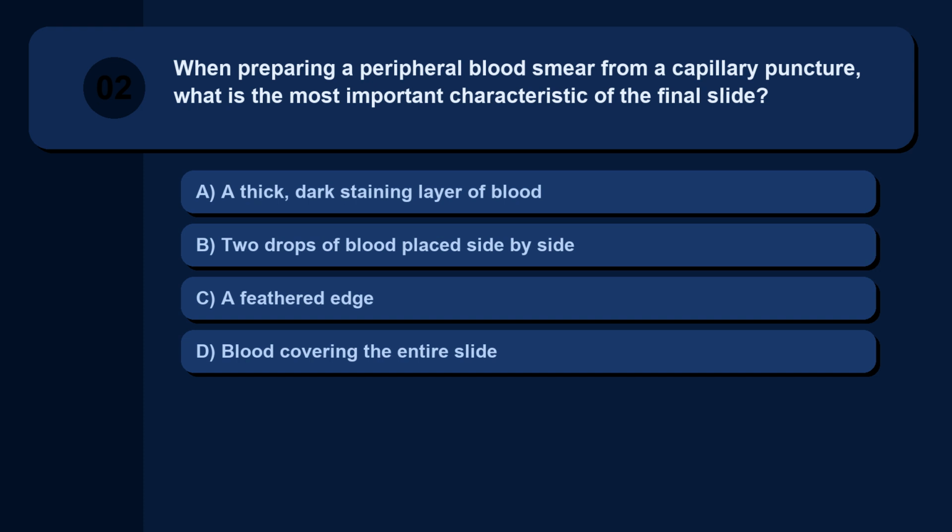Question 2. When preparing a peripheral blood smear from a capillary puncture, what is the most important characteristic of the final slide? A thick, dark staining layer of blood. 2 drops of blood placed side by side. A feathered edge. Blood covering the entire slide.